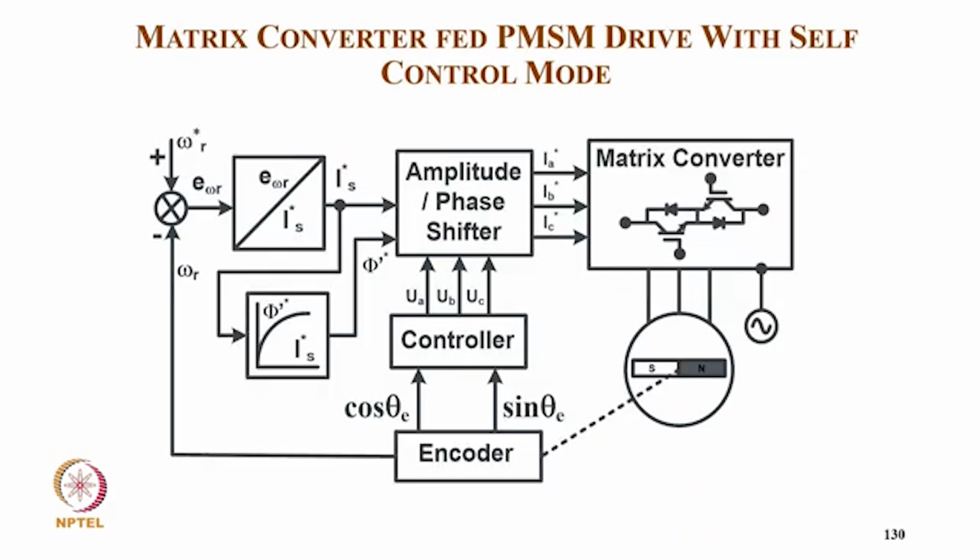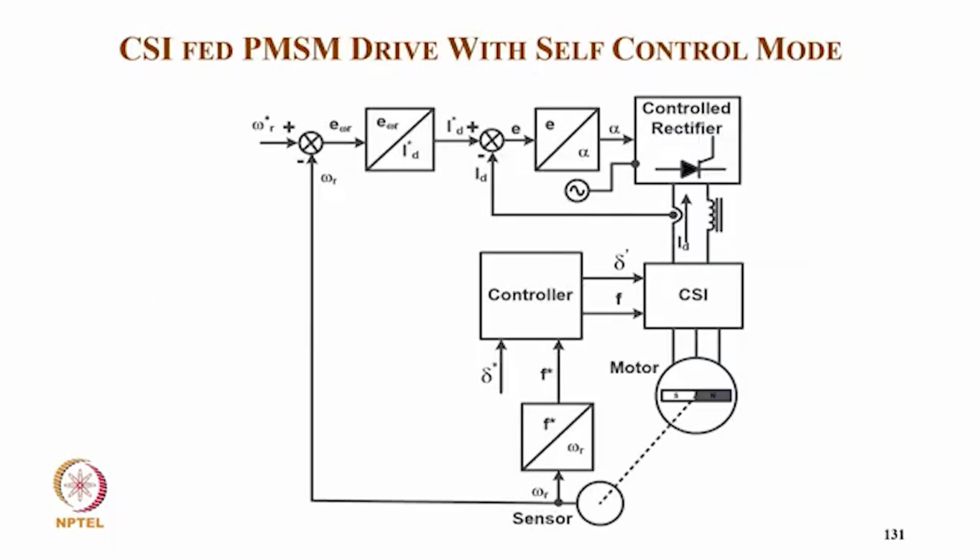Then similarly it goes to the matrix converter. So here also we have an encoder and a reference speed, feedback speed. The error goes to this controller block, which gives the reference current, and from current we get the flux, and from the encoder we get cos theta, sin theta, and we give them to the controller which gives UA, UC, and with these variables as input we get the three-phase reference current which is modulated into the motor winding by the matrix converter with proper control.